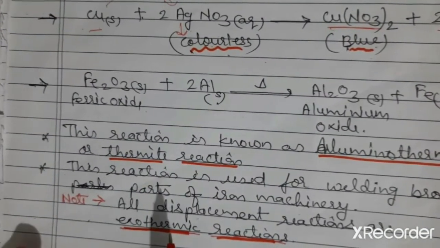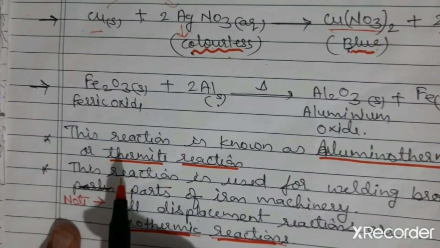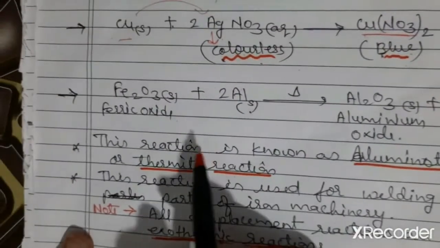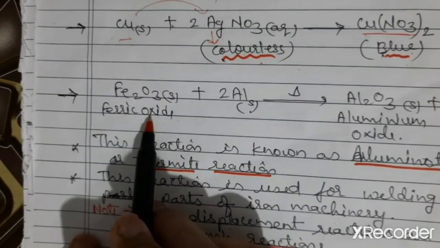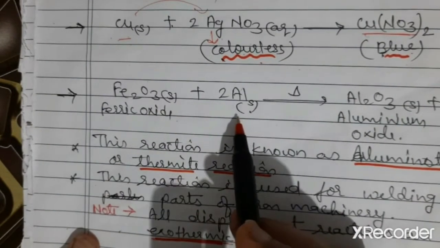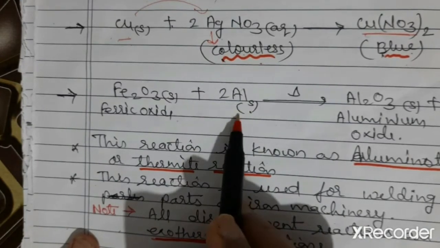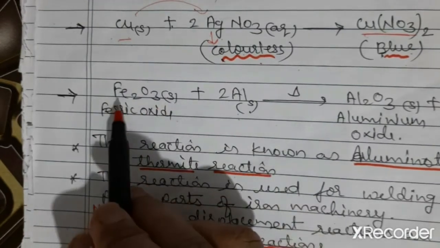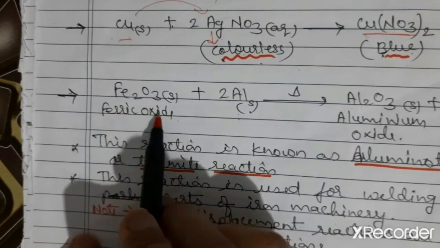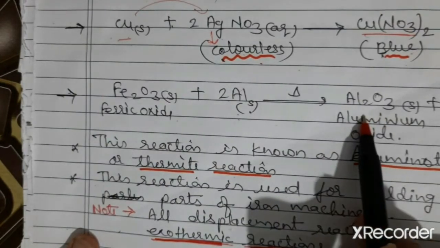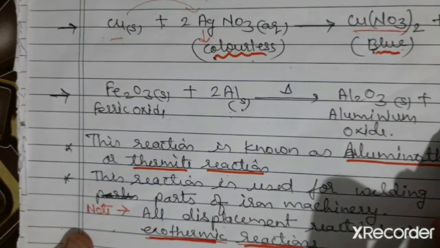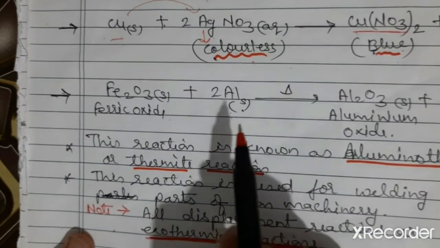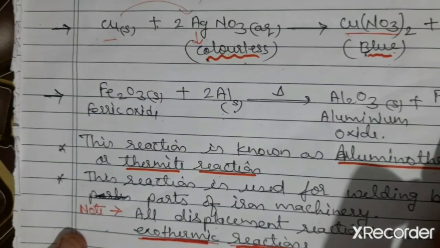Another example of displacement reaction is aluminothermy or thermite reaction. When ferric oxide, the powder of ferric oxide, reacts with aluminium powder, since aluminium is more reactive, aluminium displaces iron from ferric oxide, forms aluminium oxide, and iron is free. This reaction is highly exothermic. It produces lots of heat, so we get iron in molten state.